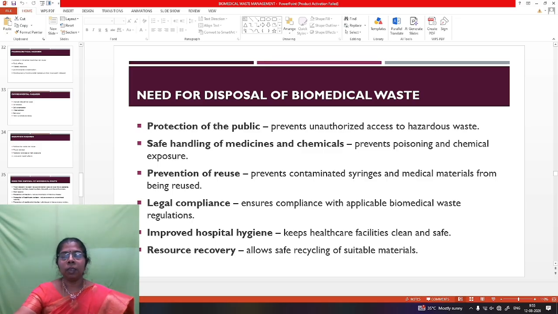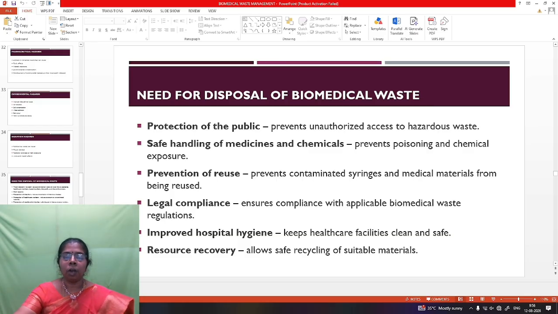Safe handling of medicines and chemicals prevents poisoning and chemical exposures. Prevention of reuse: it prevents contaminated syringes and medical materials from being reused. And legal compliance: it ensures compliance with applicable biomedical waste regulations. Each healthcare organization has its own policies and regulatory rules, so based on these, we have to apply waste management according to the regulations.